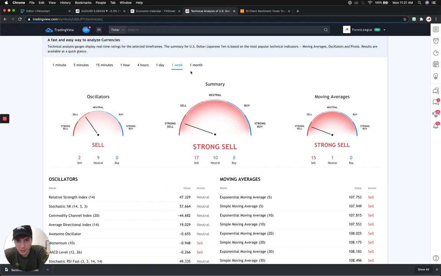So let's just see. So strong sell on the weekly, pretty much across the board. Daily sell as well, 4-hour sell for the most part, except for moving averages, 1 hour strong buy, and so on and so on. So that's technical.